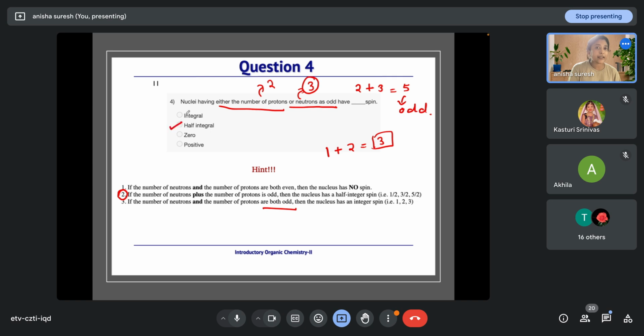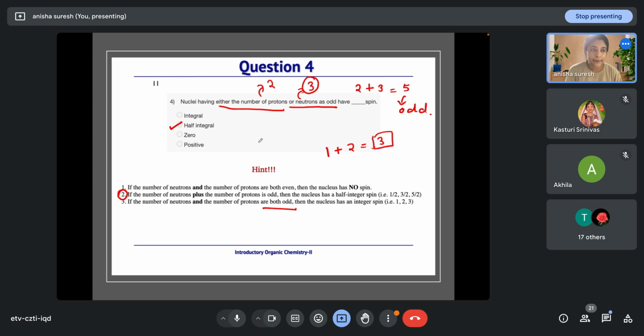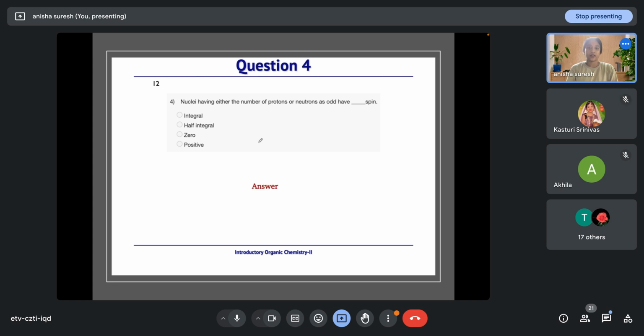That is why here the spin will be half integral. Is it clear? Clear, madam. Okay. So the answer will be half integral.